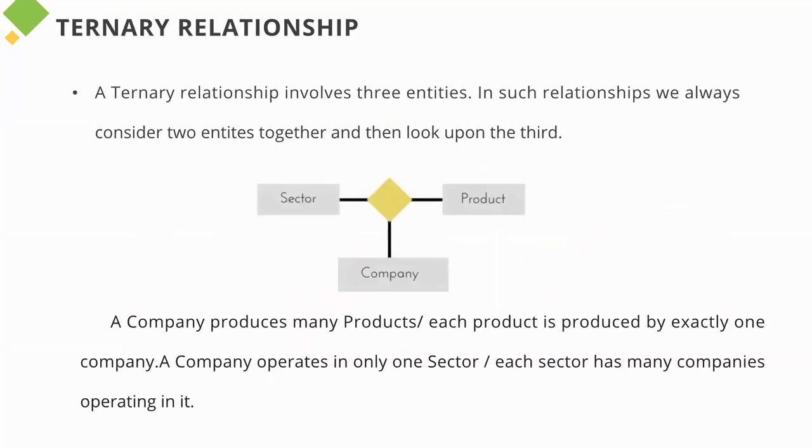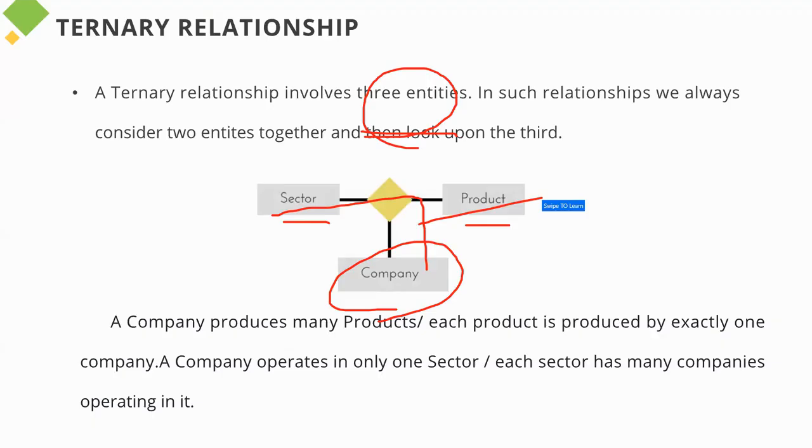And if you see the ternary relationships, the degree will be 3 here. Ternary relationship, as you all know, involves three entities. And in this relationship, we always consider two entities together. Like sector, product, and company. A company produces many products, and each product is only produced by one company, so they have a one to one relationship, and a company operates in only one sector, but each sector has many companies operating in it, right?